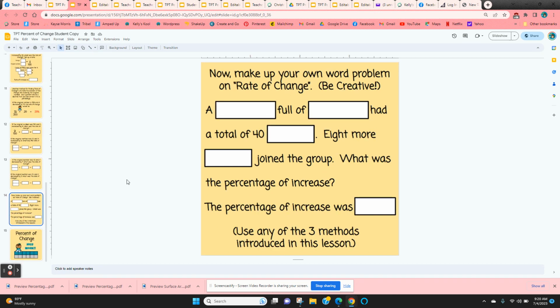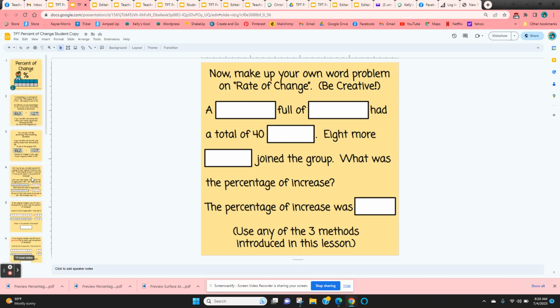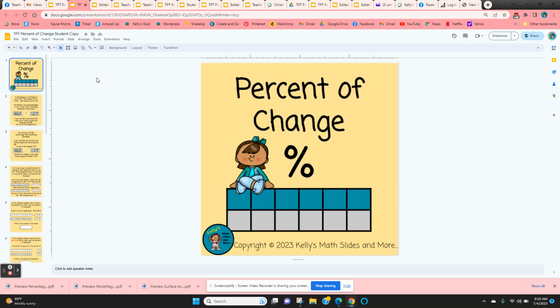Now for the final slide, they're going to create a word problem on their own. They can use any words they want. The numbers are already there. So they could say, a park full of puppies had a total of 40 dogs. 8 more dogs joined the group. What was the percent of increase? Their answer is going to be the same, but they could just choose the words that they want to put in their own word problem. And they can solve it by any of the 3 methods. So that is a digital lesson on percent of change.